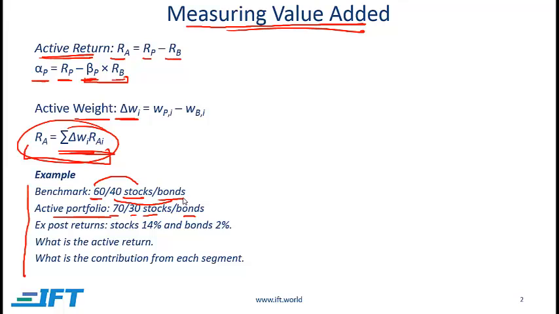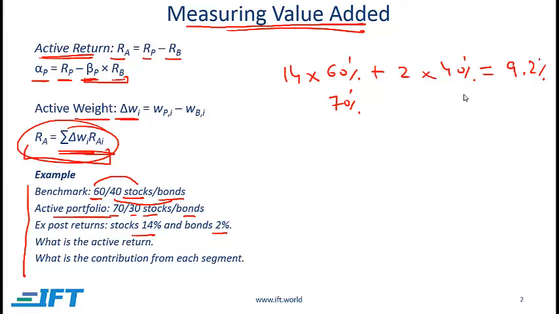If the benchmark is 60-40 and these are the ex-post returns on stocks and bonds, then the benchmark return is 14% return on stocks times the weight of stocks in the benchmark, plus 2% return on bonds times the 40% allocation to bonds, and this gives us 9.2%. Now if we do the calculation for the active portfolio, instead of 60% we will use 70%, and instead of 40% we'll use 30%, and here we get 10.4%. So the active return is this minus this, which is 1.2%.